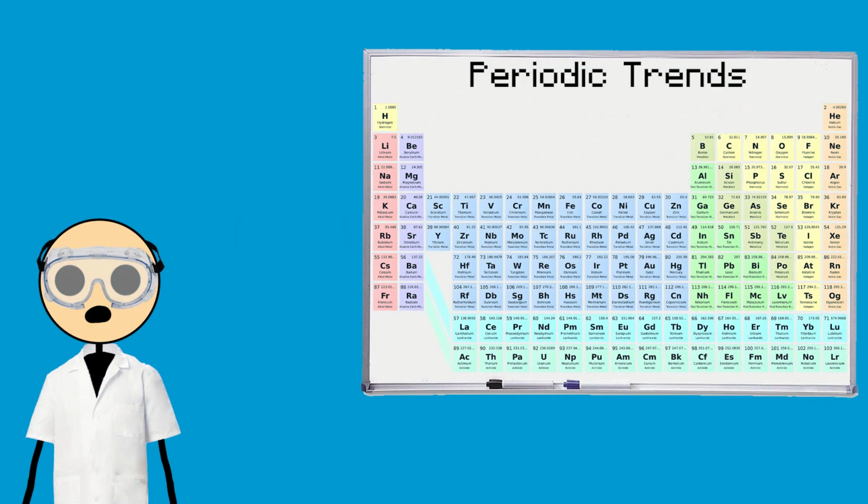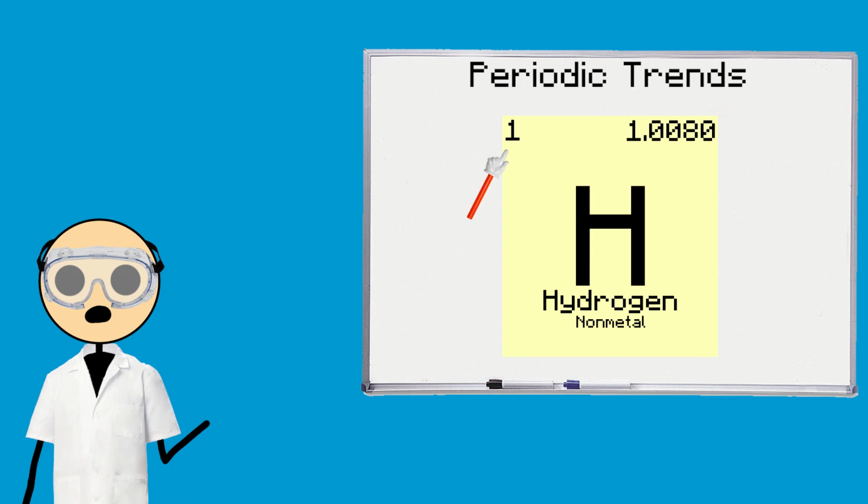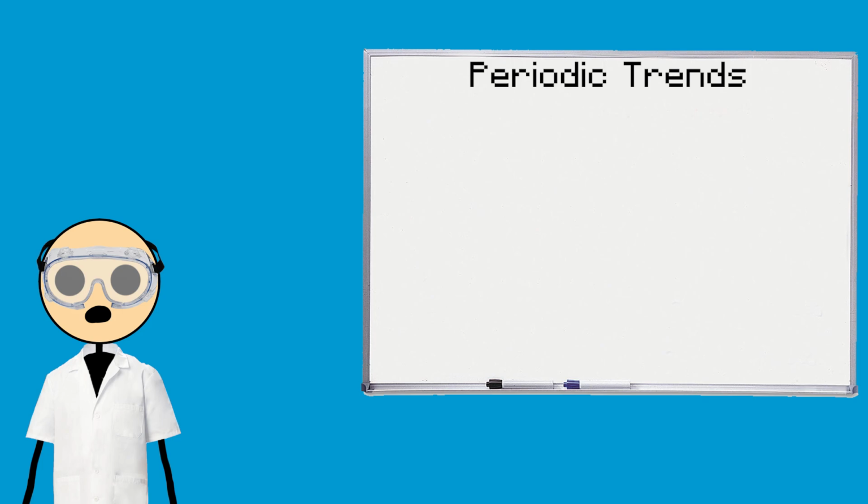What we have here is the periodic table. The periodic table currently has 118 elements. Now, elements in the periodic table aren't just put in there randomly. If we zoom into hydrogen here, we can see that the atomic number is equivalent to the number of protons an atom has.